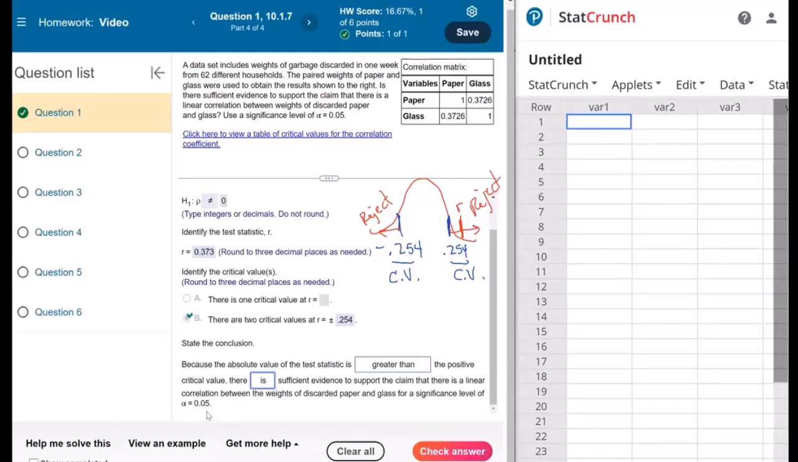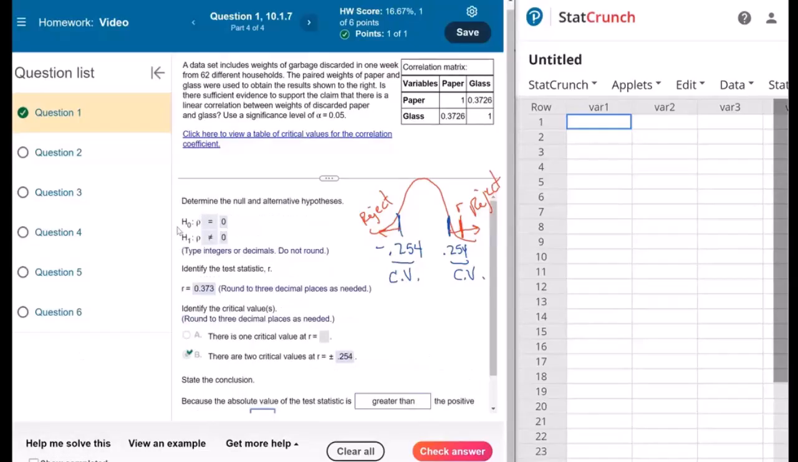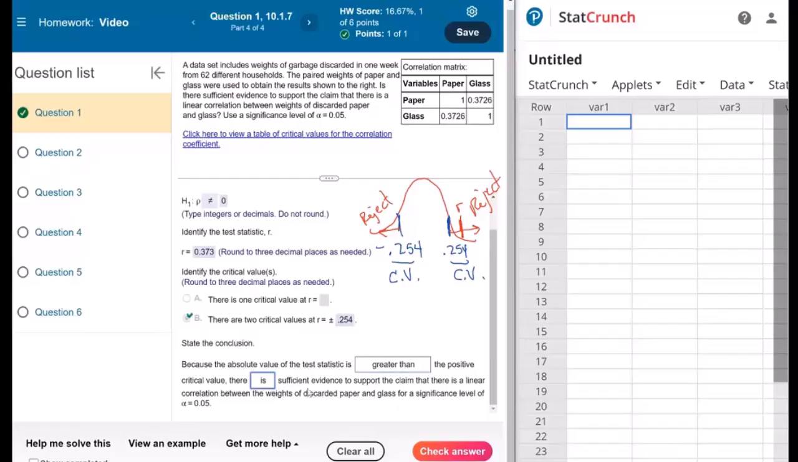Why do I say there is enough evidence? First of all, I'm in the rejection area. If I'm in the rejection area, that means I'm rejecting my null hypothesis. I reject that it's 0, which means that it's not 0. If it's not 0, then we do support the evidence that rho is not equal to 0. That means there's a linear correlation between the weights.